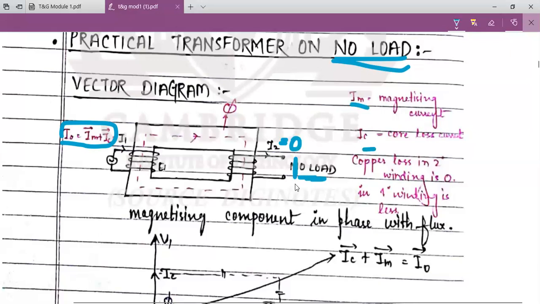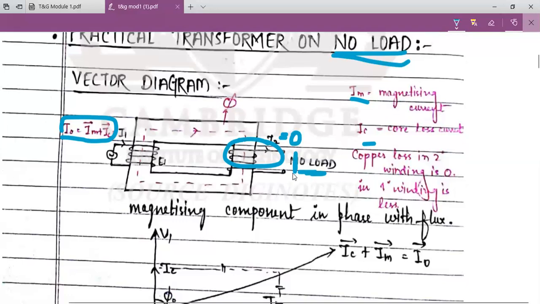Okay. Hence there is no load in the secondary winding, so there is no copper loss in the secondary winding. That is, copper loss in the secondary winding is 0 and in the primary winding is less. There is a copper loss in the primary winding, but a less amount of copper loss will be there on the primary side, but copper loss in the secondary winding will be 0 because it is no load condition.